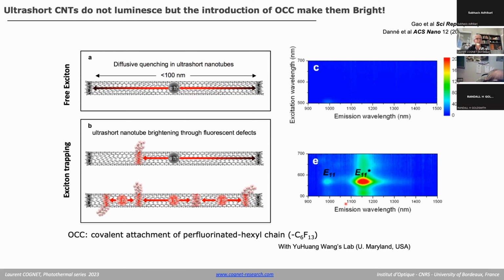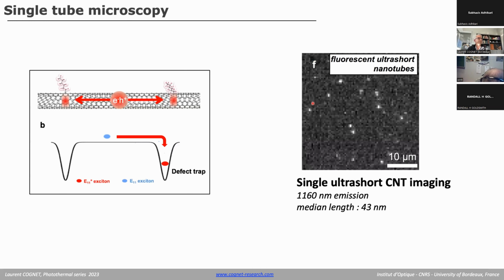So that's exactly the same sample, but now functionalized with some color centers, and you see very bright emission, the E11 transition that you can see here. So the image that we have is that the excitons diffuse along the nanotube and are trapped in this defect trap, and they emit from here. We can discuss these processes as well. The good thing is that these ultra-short carbon nanotubes, we can detect them at the single molecule level. That's what you see here. So emission here at 1160, median length around 40 nanometers.